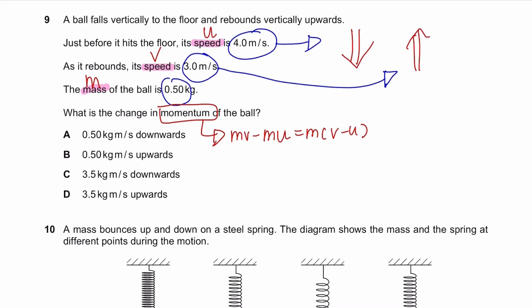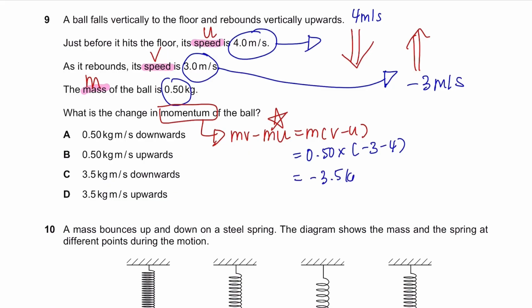So actually, since we're using values of velocity for momentum instead of just speed, the value of final velocity is not 3 meters per second. Instead, it will be negative 3 meters per second, since the direction of movement is opposite to the initial movement, which stays the same as 4 meters per second. Therefore, when we calculate this, it should be 0.50 times negative 3 minus 4, which is negative 7, and it will be negative 3.5 kilogram meter per second.